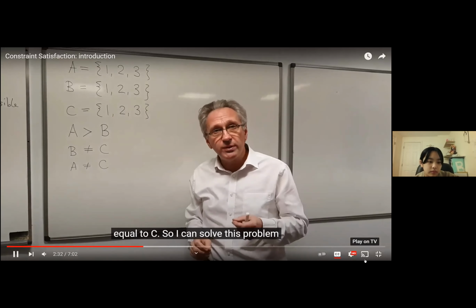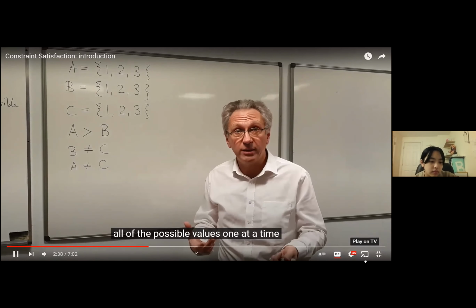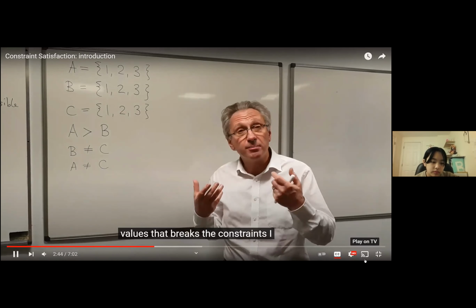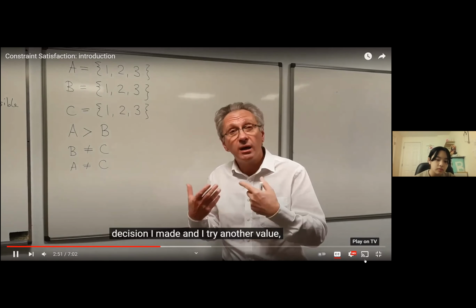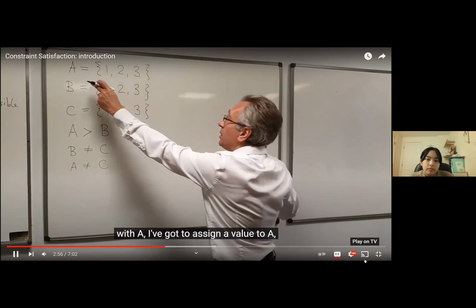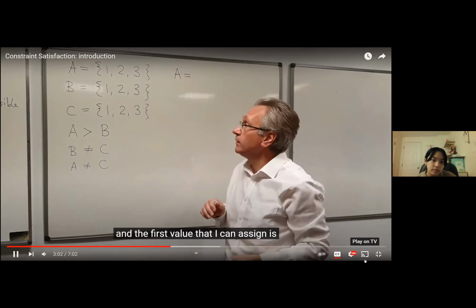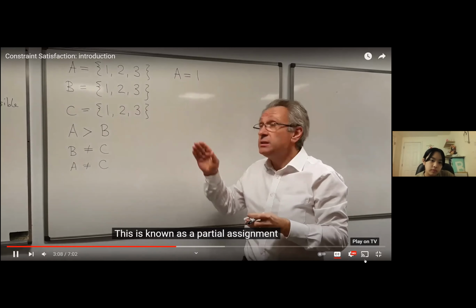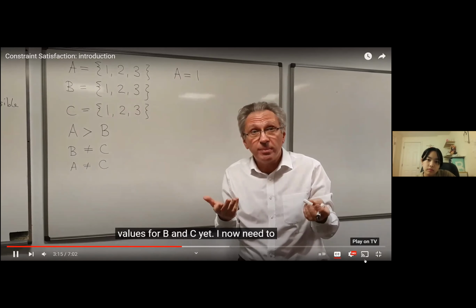So I can solve this problem by a simple process whereby I go through all of the possible values one at a time. And then if I reach an assignment of values that breaks the constraints, I backtrack. I backtrack to the last decision that I made and I try another value. Let's see how this works. So I'll start with A. I've got to assign a value to A, and the first value that I can assign is 1. So I'm going to try that first. This is known as a partial assignment. So it says A is 1, but I don't know the values for B and C yet.